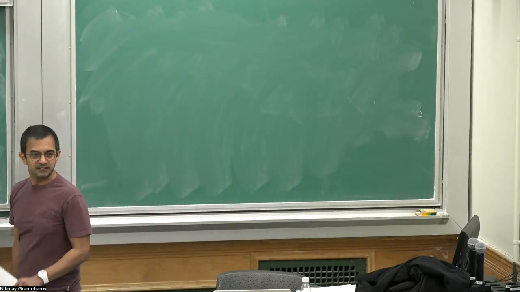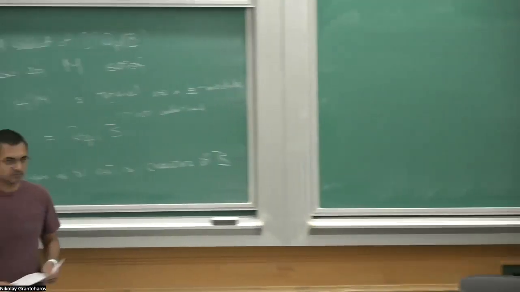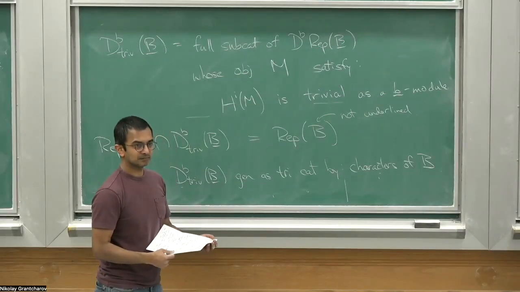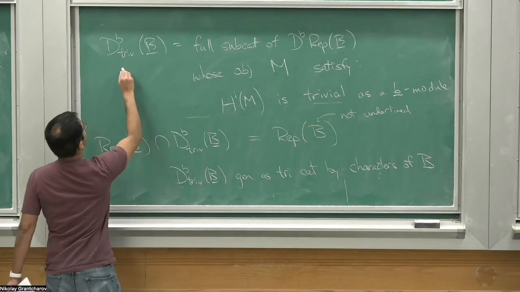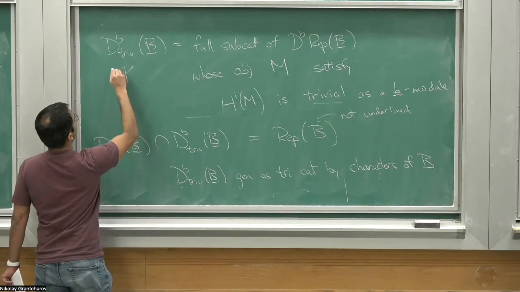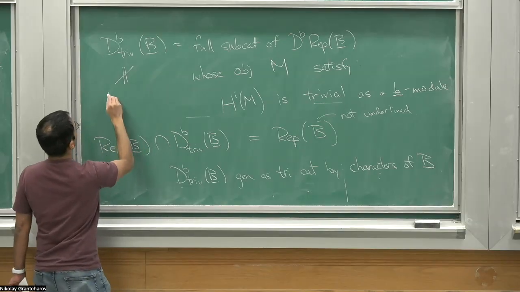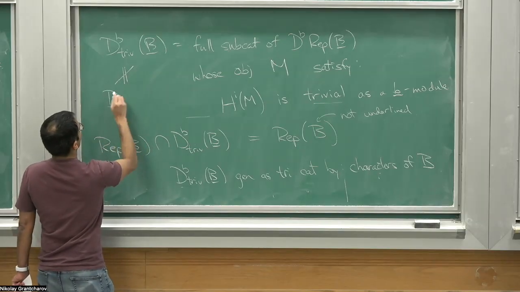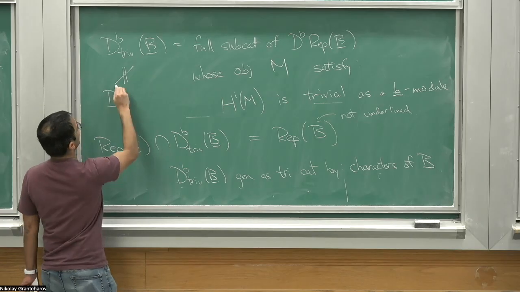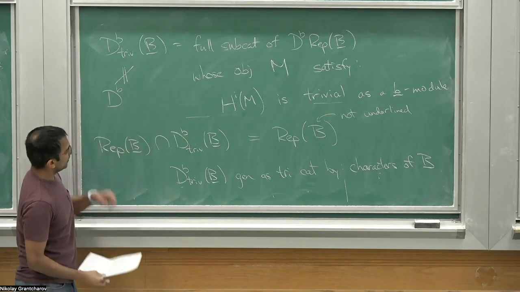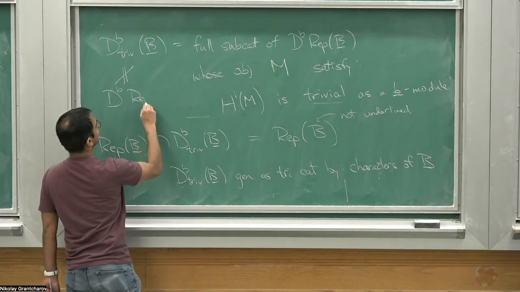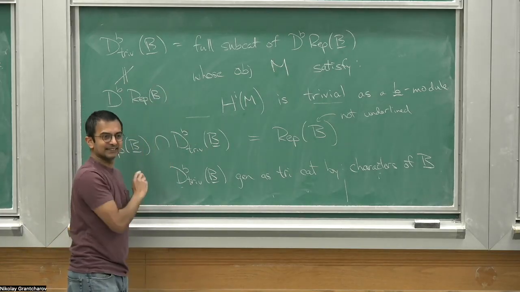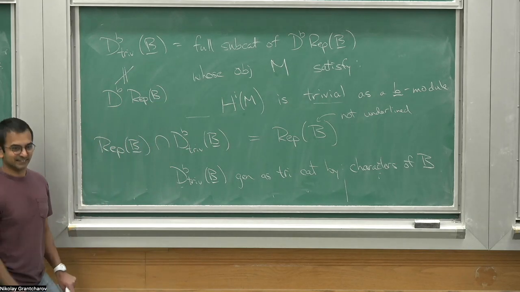Is it true that the entire derived category of B underline is the same as the derived category of B without underline? No, this is, yeah, that's a good question. This is very different from, well, this is not this category. Is this what you were asking? Yeah, this is not true.